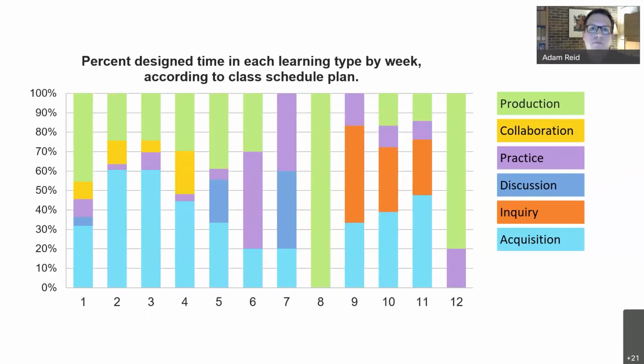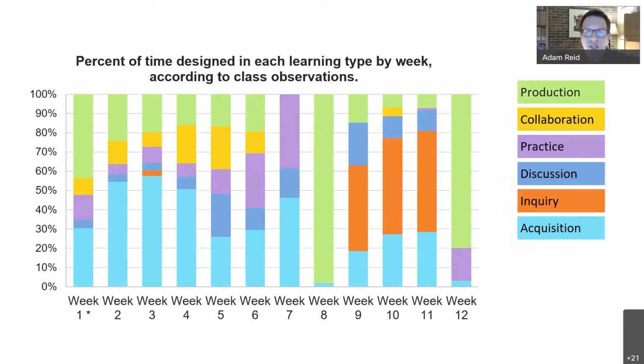So that was what we had planned to do. This is what we actually observed when we broke things down minute by minute. And that really does confirm that we stuck to that part 1, part 2 plan pretty closely in terms of what we actually observed students doing. This is the proportion of time that students spent in each one of these learning activities.